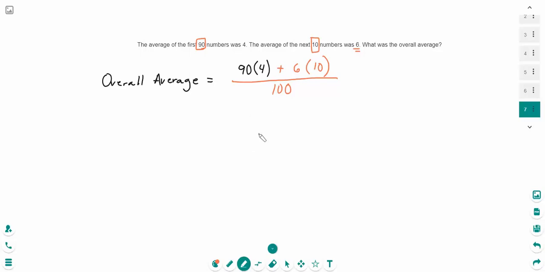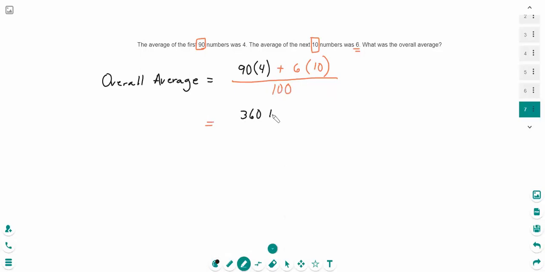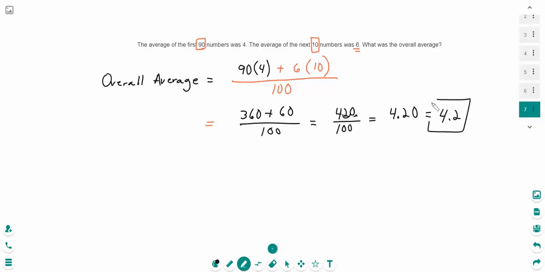Okay? The next step is simply to work this out. So 90 times 4 is 360, plus 6 times 10 is 60, all over 100. We can add the numerator here to get 420, and we're dividing that by 100. Since we're dividing by 100, which has 2 zeros, we can simply move the decimal twice, and we get 4.20, or just 4.2 is fine. So we have as our overall average 4.2. Okay?